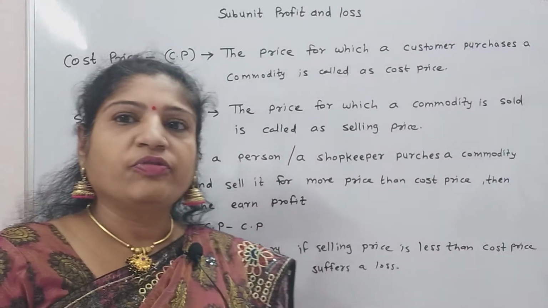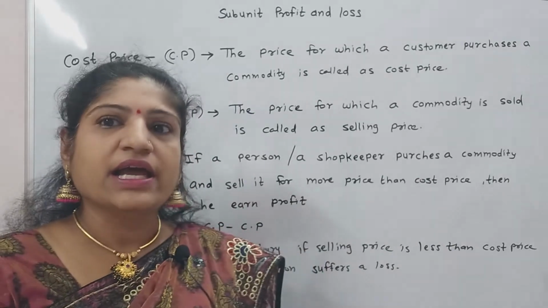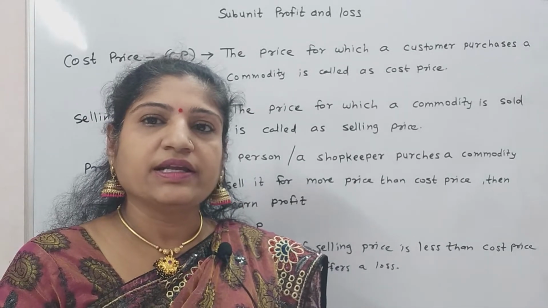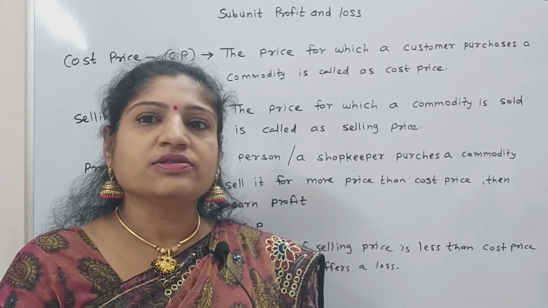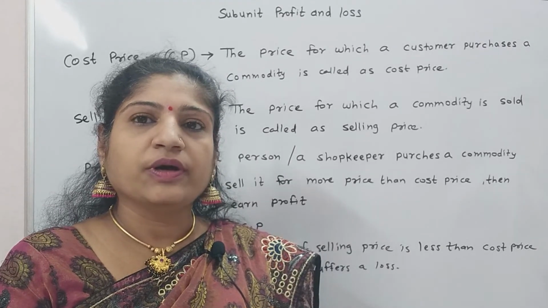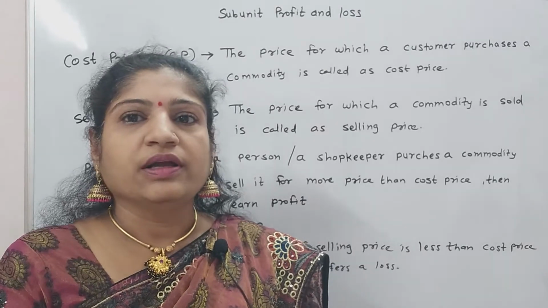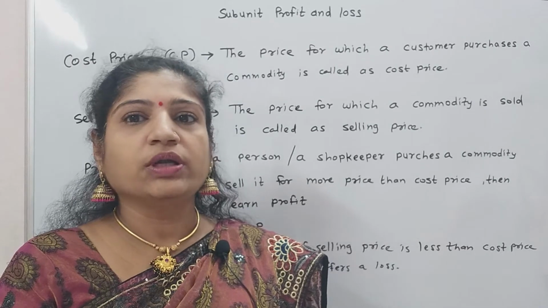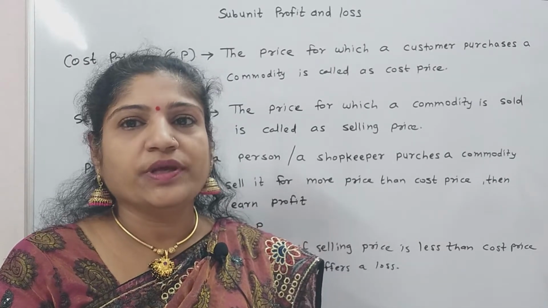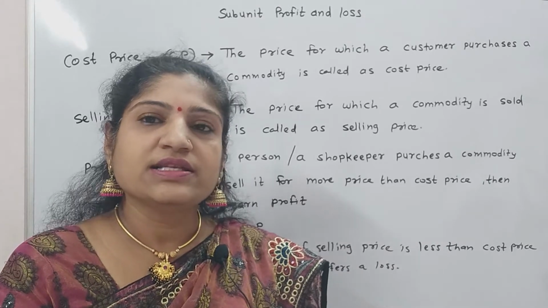And what is meant by profit? When cost price is less than the selling price, that is, selling price is greater than the cost price, then the shopkeeper made a profit. For example, the cost price of one pen is 5 rupees and he sold that pen at 7 rupees. He had a profit. Cost price is less than the selling price.